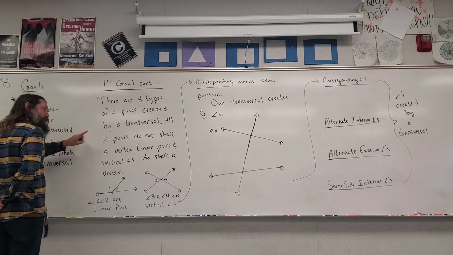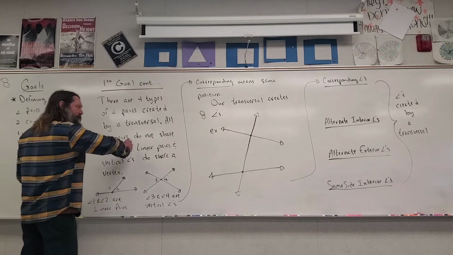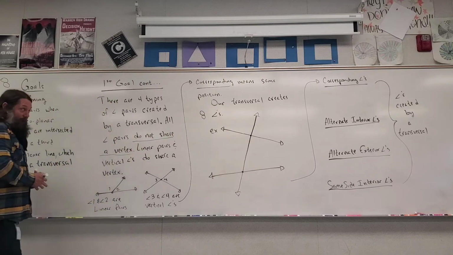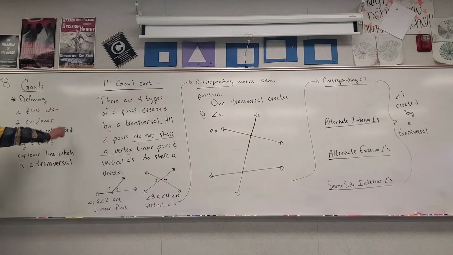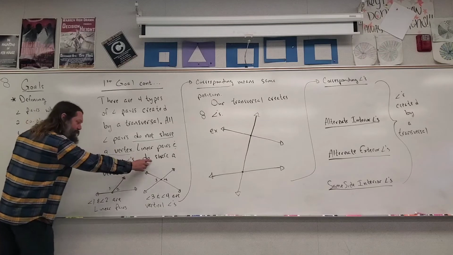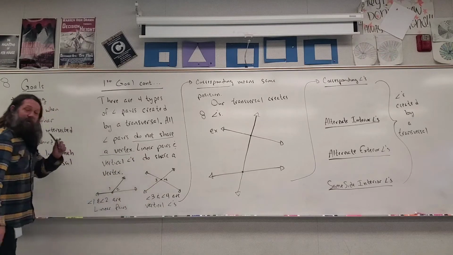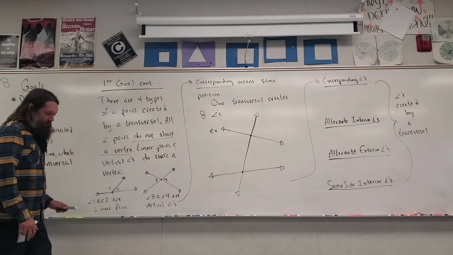All angle pairs do not share a vertex. I'm gonna underline that because it's very important. I get a lot of students thinking that linear pairs and vertical angles are angles created by transversals, but linear pairs and vertical angles do share a vertex. They share that point right there. That's a vertex. The angles that we're going to talk about today do not share a vertex. So remember that. They do not share a vertex.